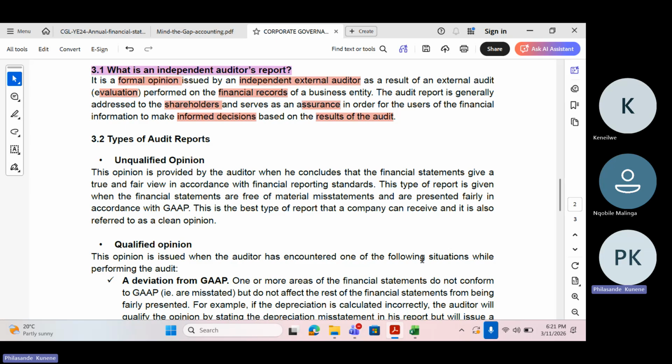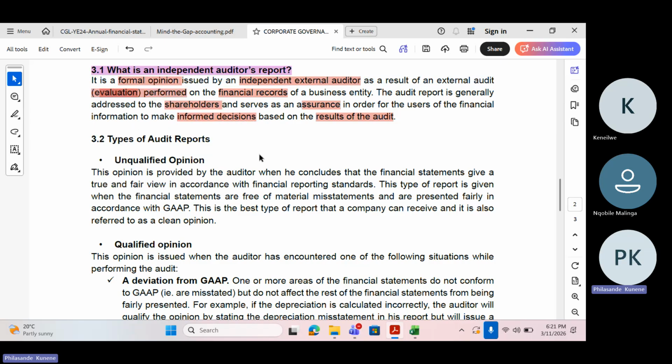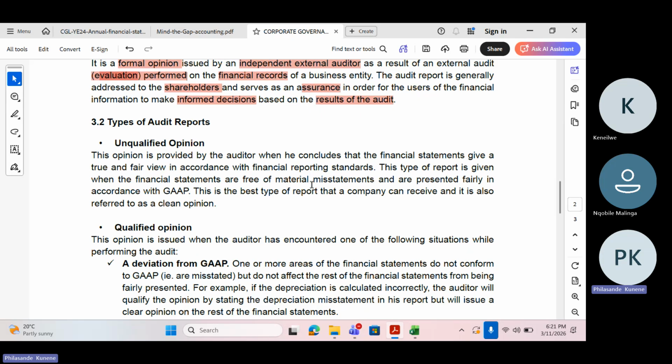So the auditor's report is very important, especially for us who are outside the business, because we don't know what is happening inside the business. Whether the monies that they recorded there are correct or not, we will never know until auditors come and perform that audit. Then we can rely on auditors. Definitely we have to rely on them, because they perform an evaluation, which means they are checking whether everything is fine or not.